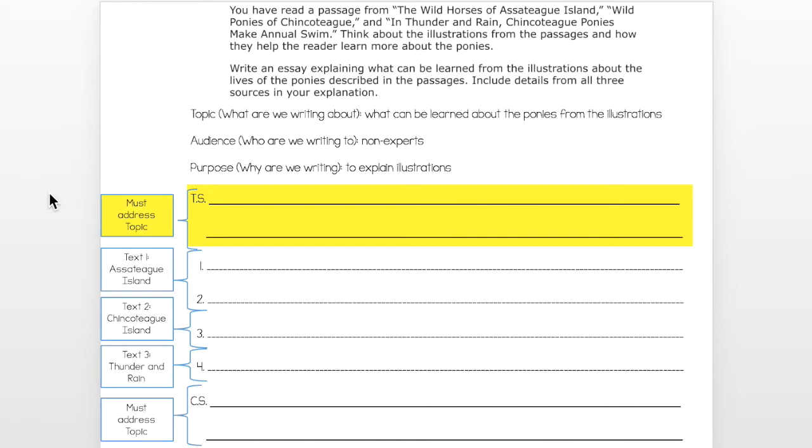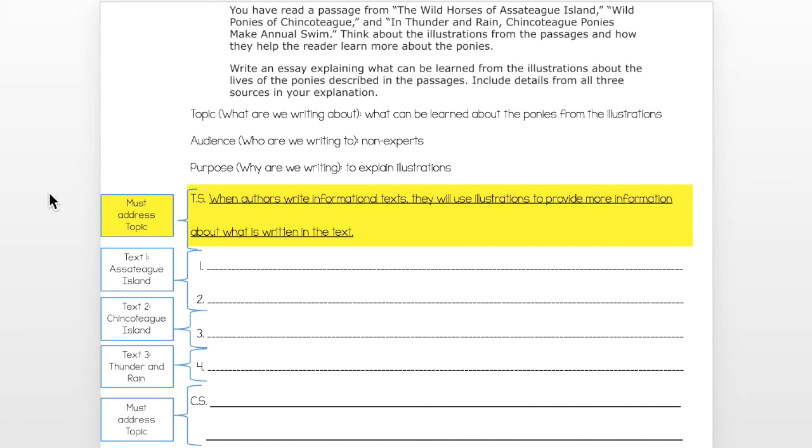Now, focusing on our TS and developing a strong topic sentence. I know that my TS introduces our reader to our topic, and so I need to make sure it's very interesting so that my audience wants to keep reading and learning more. Here is a TS that addresses our topic. When authors use informational texts, they will use illustrations to provide more information about what is written in the text. Let's look back to our topic. We're really focusing on the illustrations in these informative texts and how they inform us about our topic, ponies. So, this TS will set us up for success as we move forward to give examples in our 3 texts.